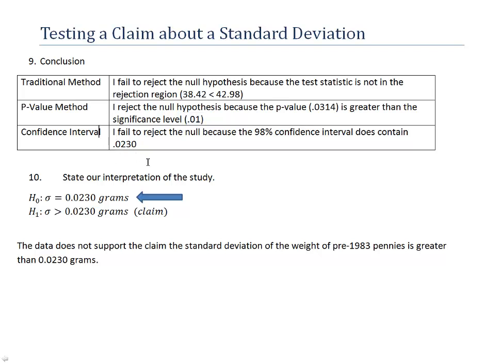Now finally, let's do it yet another way, the confidence interval. My confidence interval contains the value in the null, 0.023, so I would fail to reject the null because my 98% confidence interval does contain 0.023. I put the blue arrow down here pointing to the null hypothesis because that's what our data supports. And in putting together the final sentence, I see that the claim is the alternate, but my data supports the null, so my final statement would be: the data does not support the claim that the standard deviation of the weight of pre-1983 pennies is greater than 0.023 grams.